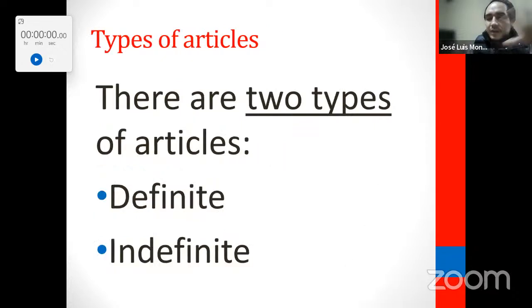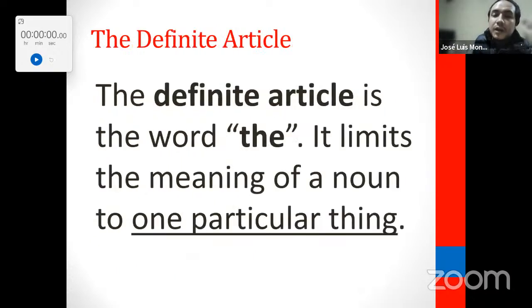We know this, okay? I'm going to read it. We have two types, definite articles and indefinite articles, right? The definite is only the, and the indefinite is going to be a or an. Let us start with the definite. Let's read this one, please. The definite article is the word the. It limits the meaning of a noun to one particular thing. Good.